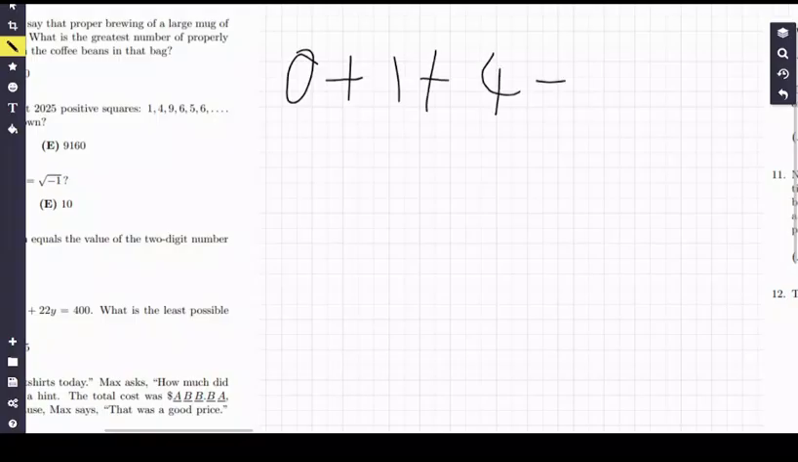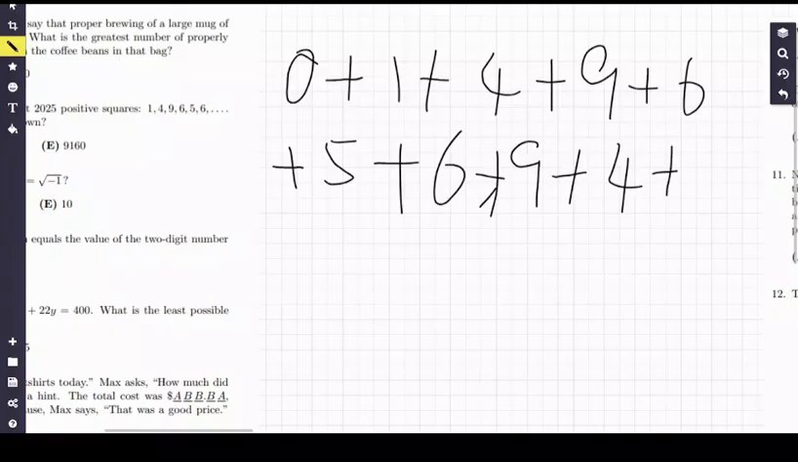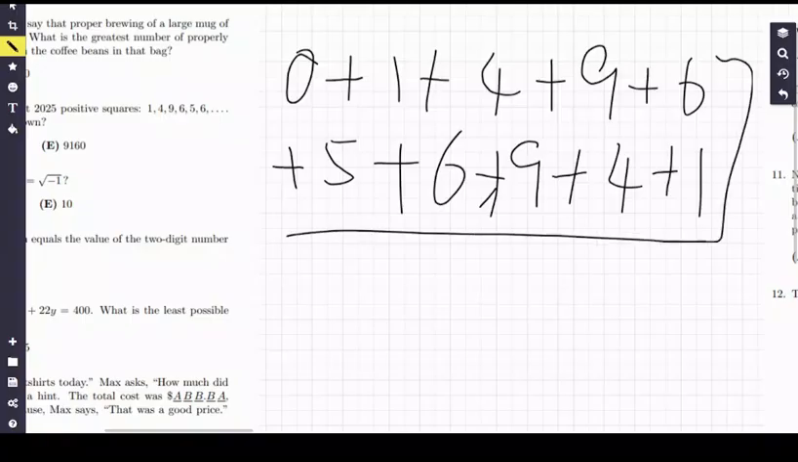We had 1, 4, 9, and we had 6 from 16, 5 from 25, 6 from 36, and then we had 9 from 7 times 7, 4 from 8 times 8, and 1 again from 9 times 9. So 1, 2, 3, 4, 5, 6, 7, 8, 9, 10 numbers. Compute the sum, you will get 45.